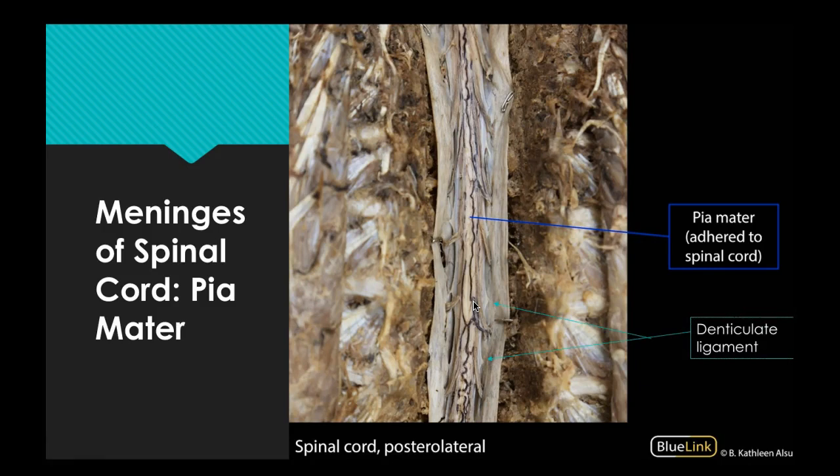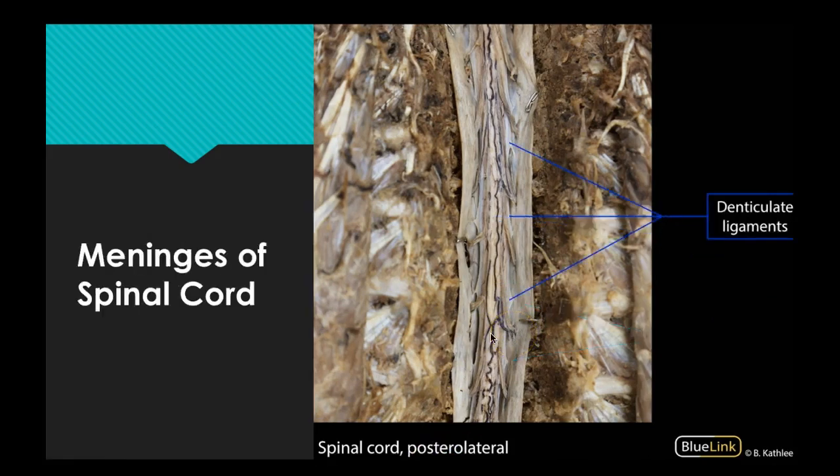Another thing I want to mention here are these denticulate ligaments. These denticulate ligaments arise in the pia mater and are firmly attached to arachnoid mater and the dura mater at the apex. And their purpose is to divide the dorsal rootlets from the ventral rootlets. Here's a little bit better look and some more examples of what these denticulate ligaments look like. Denticulate refers to tooth, so anatomists thought this looked like a tooth extending out and attaching to the dura mater.